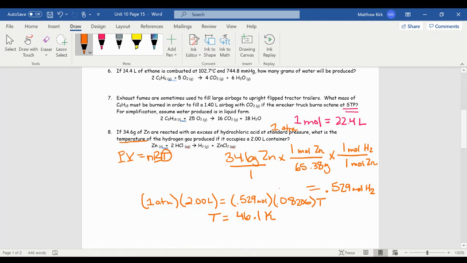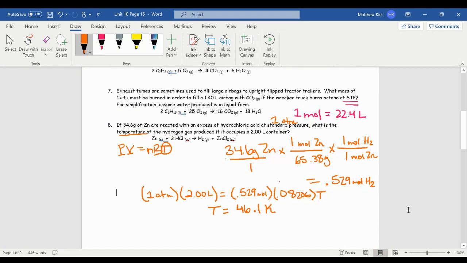One thing that was different, we weren't solving for volume. In this case, we were solving for temperature. But the idea is the same. We were given the pressure, the volume. We could do stoichiometry to get n, and then PV equals nRT to solve for temperature. I know, kind of a mouthful there.